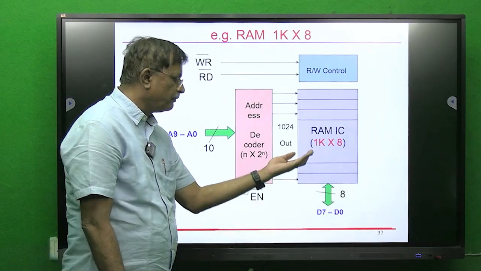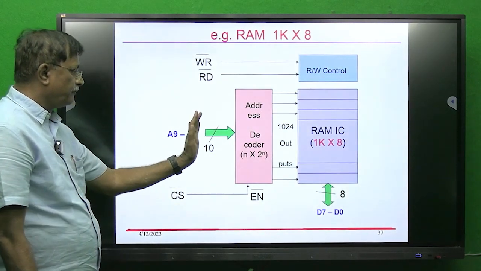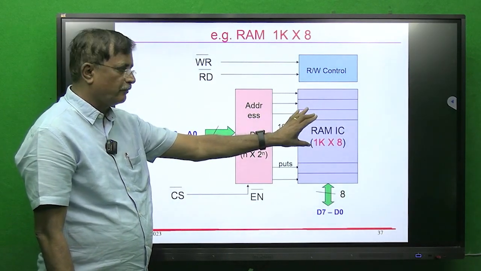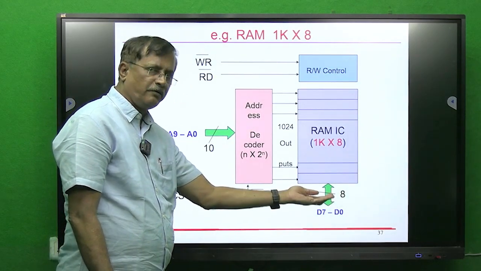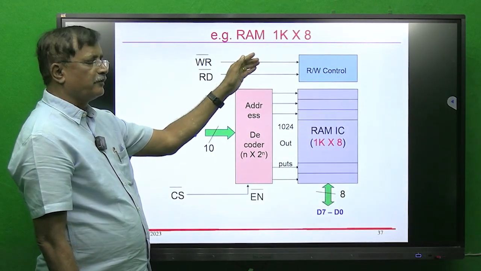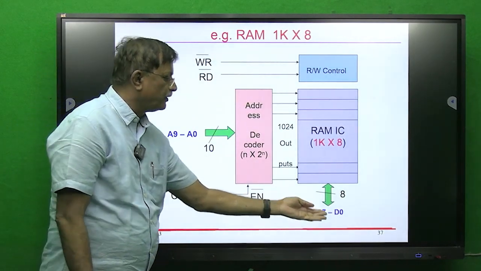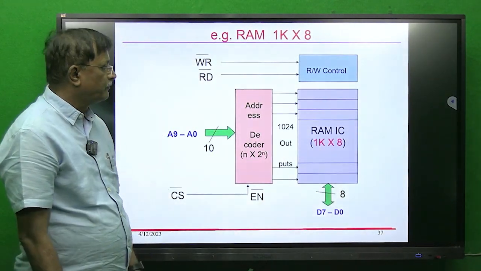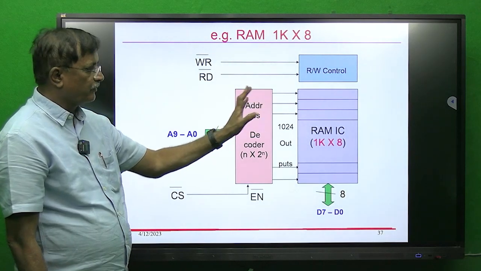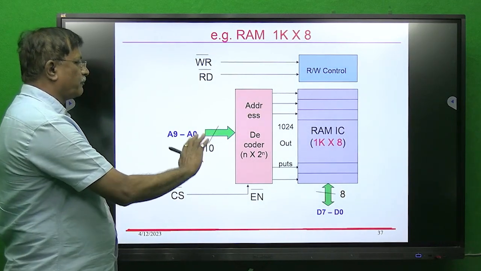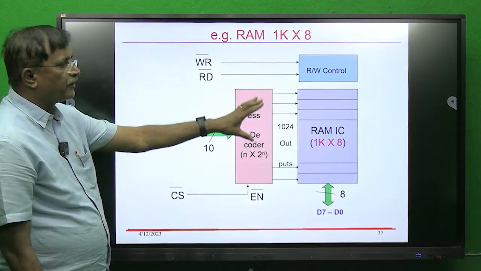Similarly, to store data, the processor will first give the address. It will select one location. Data is also given. Then write signal is given 0, read signal is 1. Since the write signal is active, data will be stored into the selected memory location. This is how the data read-write operation is performed on the memory IC.